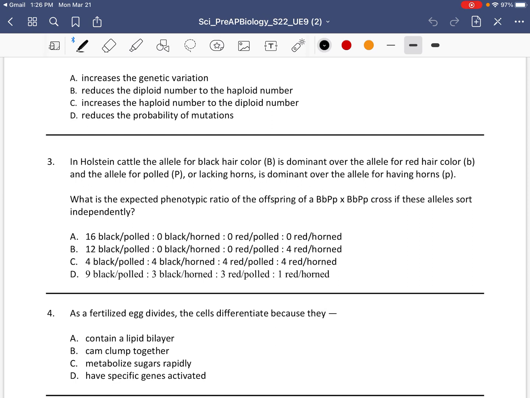A, 16 black polled, 0 black horn, 0 red polled, 0 red horn. B, 12 black polled, 0 black horned, 0 red polled, 4 red horn. C, 4 black polled, 4 black horn, 4 red polled, 4 red horn. D, 9 black polled, 3 black horn, 3 red polled, and 1 red horn.